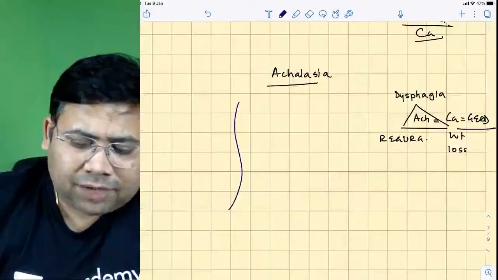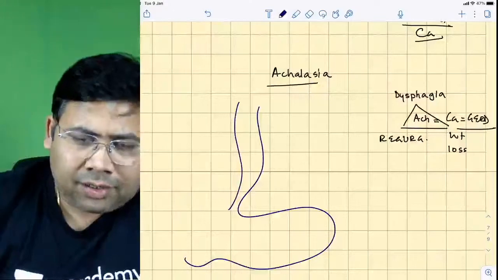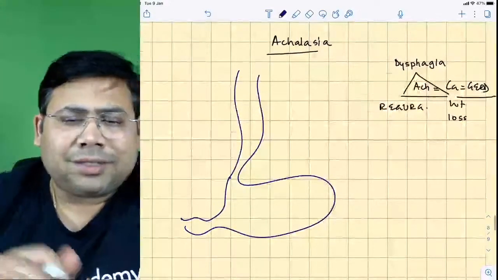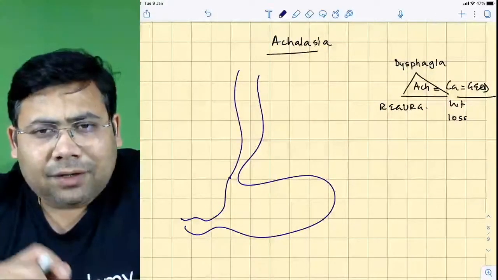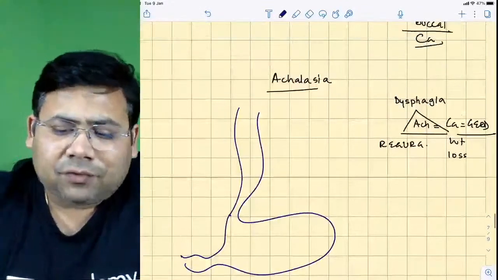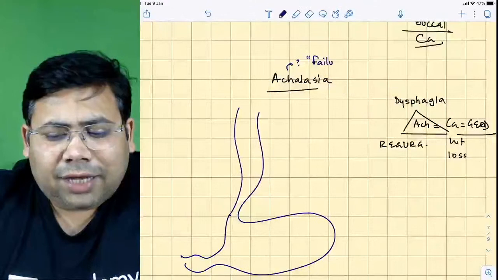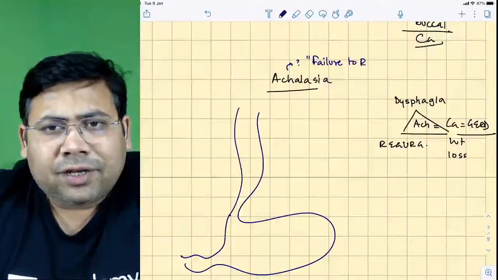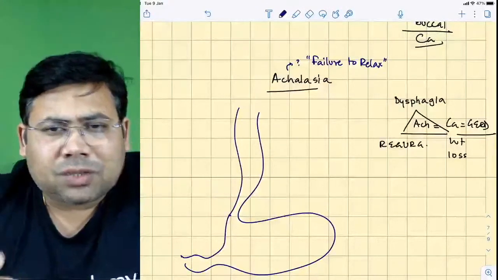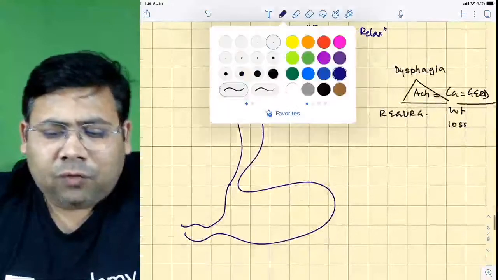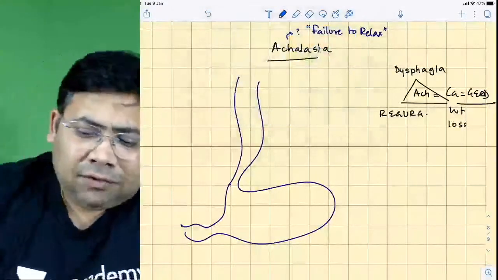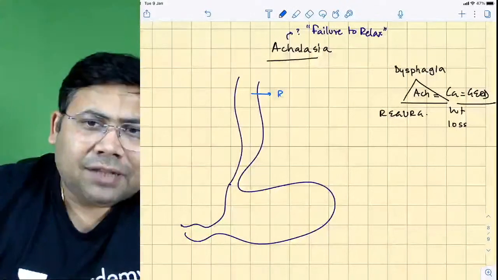So let us try to understand a beautiful small 5-minute concept of achalasia. Many of you must have heard it from me, and if you have not heard, today is the time to make these concepts. First of all, achalasia is a Greek word which means failure to relax. Students, I'll make this concept very easy. Now, if you want the esophagus to relax, what are the forces which help in relaxation?